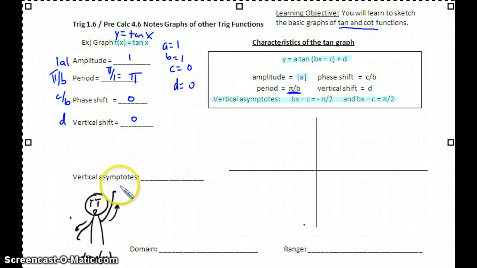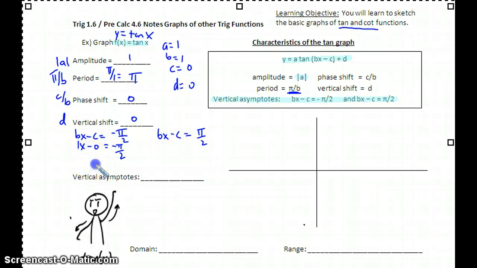So the next thing I need to do to be able to actually start to graph it is find the vertical asymptotes. So I'm going to use the equation bx minus c equals negative pi over 2, and then bx minus c equals positive pi over 2. Now for my problem, my bx minus c is really 1x minus 0. Or in other words, it's just x. So right away I'm able to find my asymptotes just by recognizing that I just have x there.